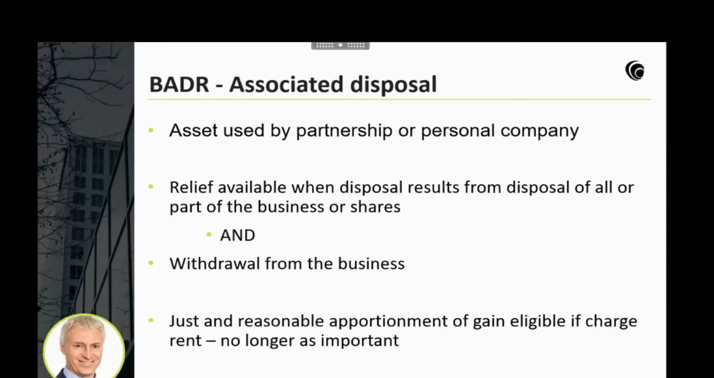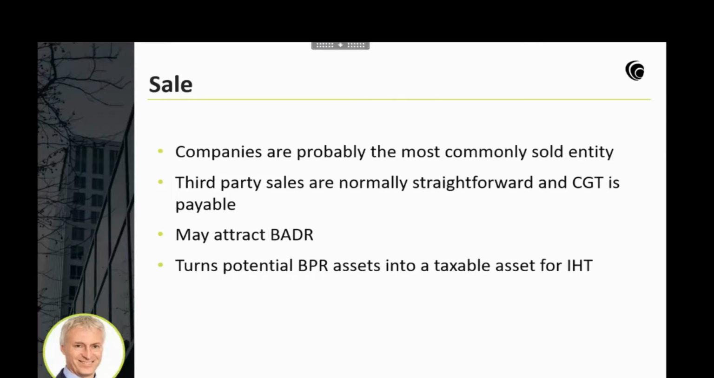Now, there's usually enough value in the business other than the property to use up your £1 million anyway. Sale, if we move on to the next slide, I've already mentioned, that's probably straightforward. Companies are commonly sold. If you can get a buyer, you sell it, you can claim your BADR and get the low tax rate.